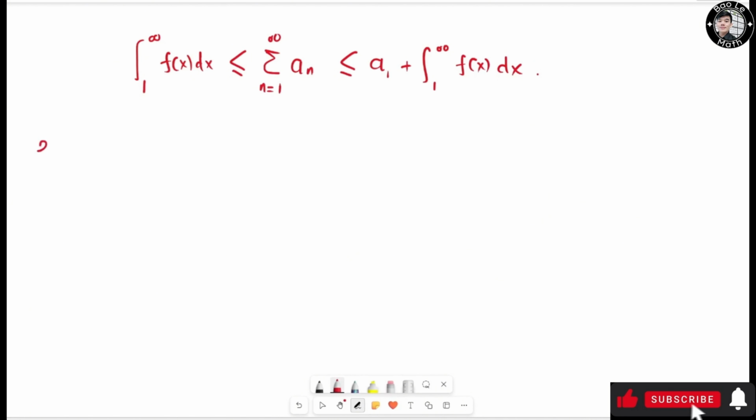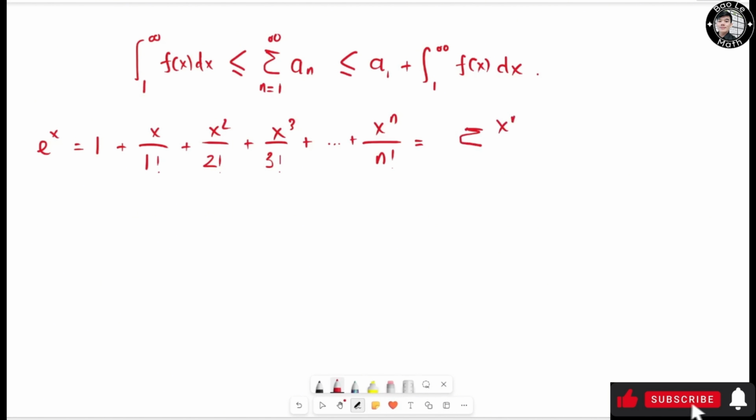Alright, the first one, e to the s, is going to be 1 plus s over 1 factorial plus s squared over 2 factorial plus s cubed over 3 factorial plus etc. plus s to the n over n factorial. It's actually the sum of s to the n over n factorial when n goes from 0 to infinity. So basically you just check the general terms right here, you put it over here, that's it. And you know that the interval of convergence of this series is negative infinity to positive infinity.